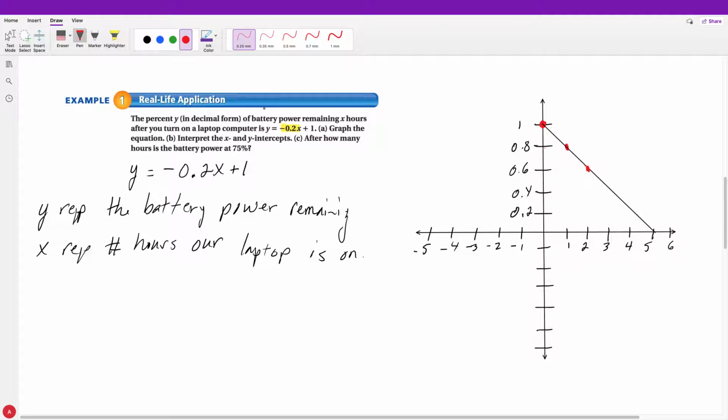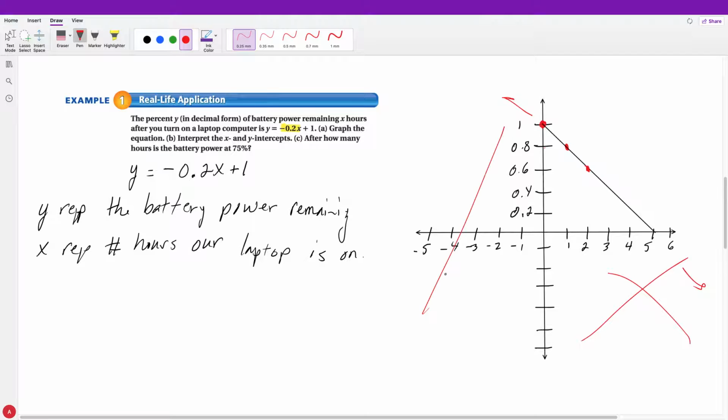Now I could have extended this all the way down here and up here if I really wanted to, because that's how we learned to do our graphs. But our battery can only go to 0. It can't go below 0. We can't have a battery that's at -20%. So we don't need to extend this graph any further down, because it can't actually go there. And it's impossible for us to go back in time. We can't travel in time.